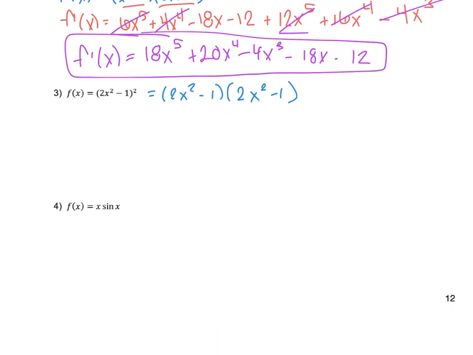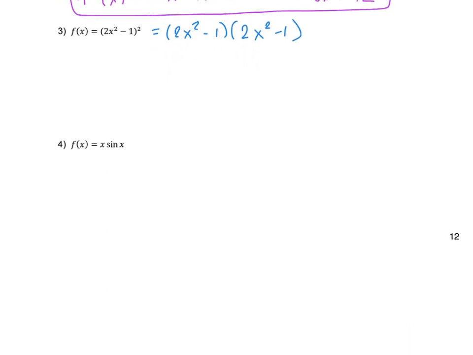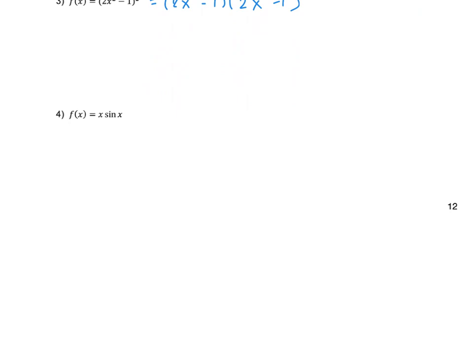All right, let's jump down to number 4 and do one with a trig function. So again, the same thing applies. This is 2 separate functions. We've got the function x by itself times the sine function. So this one, while it looks pretty simple, it does require using the product rule.